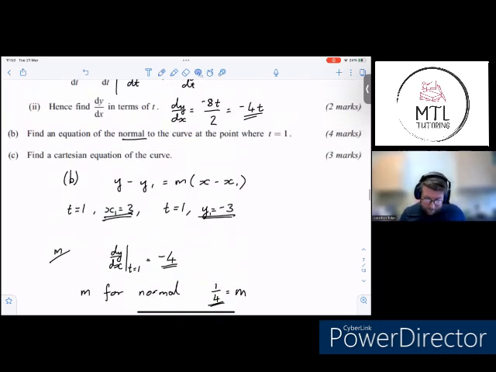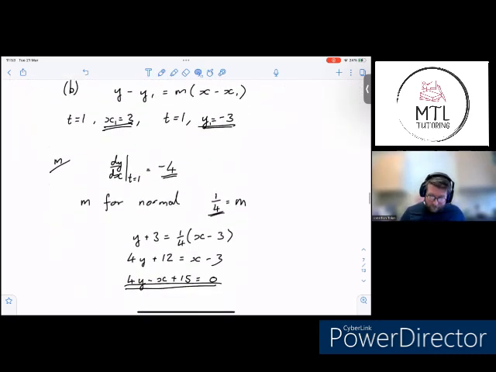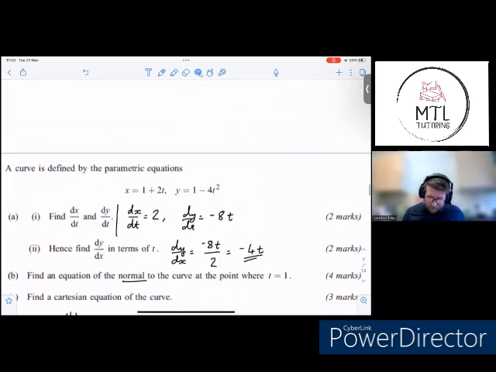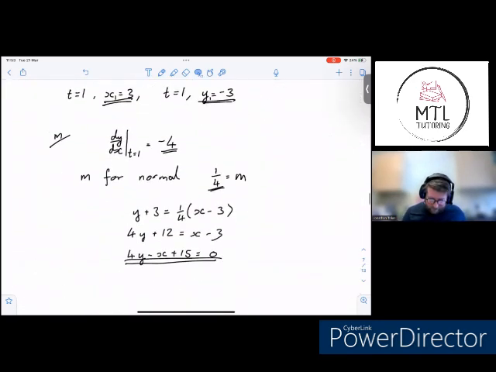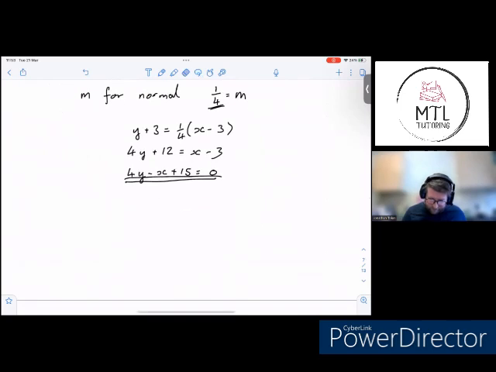Okay, so for part C, find the Cartesian equation of the curve. Let's grab the curve so that we can work on it down here. Okay. So we need to make t the subject and eliminate it. So x minus 1 over 2 equals t. Now let's take that t and sub it in to y.